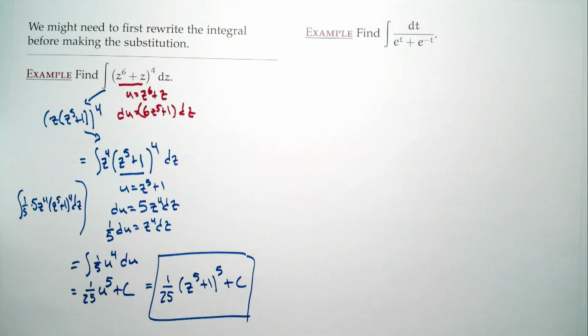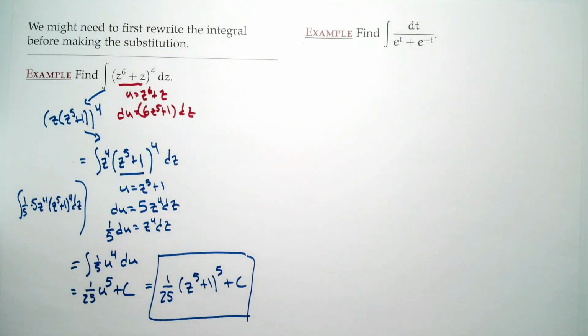Find the integral of dt over e to the t plus e to the minus t. Okay, that's not so bad. We can probably do that. Well, maybe we, what do we do? What's the function on the inside? See, sometimes it's not so clear.